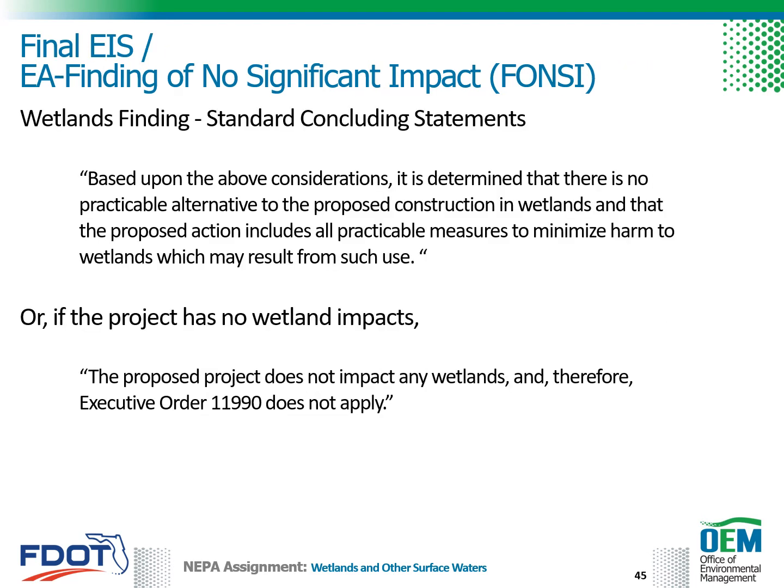There are two standard concluding statements. The first is for any project that has unavoidable wetland impacts and basically states that there is no practicable alternative to construction in wetlands, and that the project includes practicable measures to minimize harm to wetlands. The second is used for projects that do not impact wetlands and documents that there are no wetland impacts, and Executive Order 11990 does not apply.